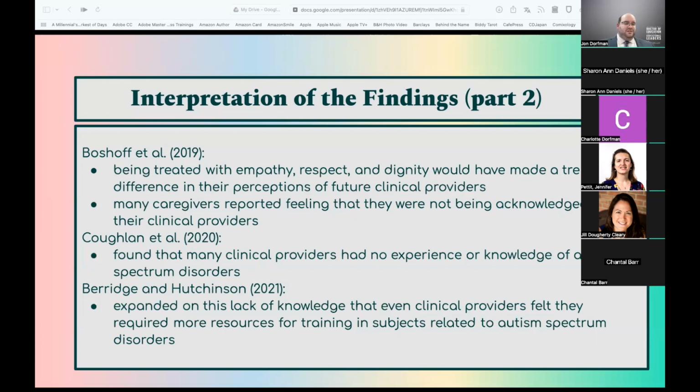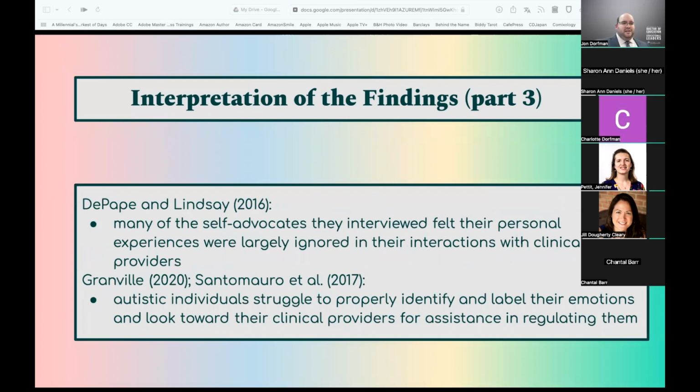Coughlin et al. found that many clinical providers had no experience or knowledge of autism spectrum disorders prior to making the diagnosis. And Barrage and Hutchinson expanded on this lack of knowledge, that even clinical providers felt they required more resources for training and subjects related to ASD. Following that, DePape and Lindsay found that many of the self-advocates they interviewed felt their personal experiences were largely ignored in their interactions with their providers. And Granville and Santamaro et al. found that autistic individuals struggled to properly identify and label their emotions, and look toward their clinical providers for assistance in regulating them. Again, this can include family, friends, caregivers, their support professionals.